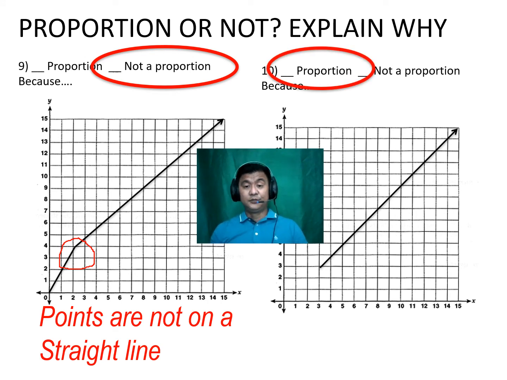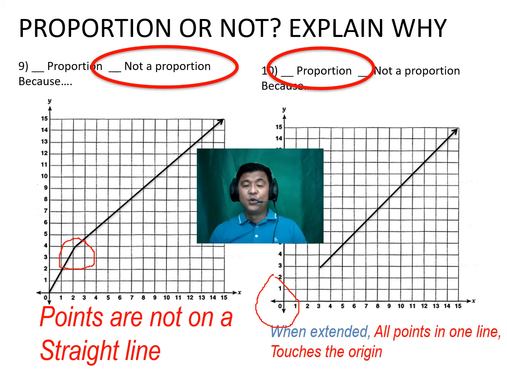Proportion. Are you sure? I didn't see that it touched the origin. Remember our condition? When extended. So when I extend that in a straight path, straight line, it will eventually touch the origin. So if you have paper and pen, use an actual ruler so you could see if it touches the origin.